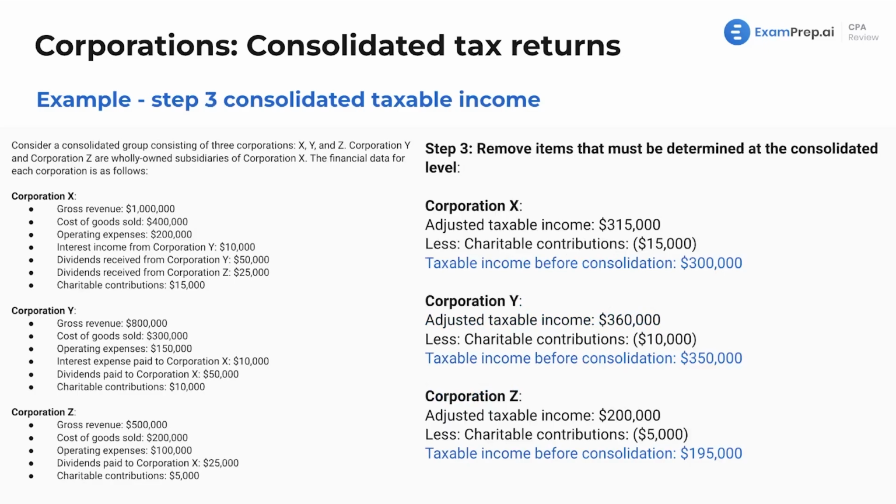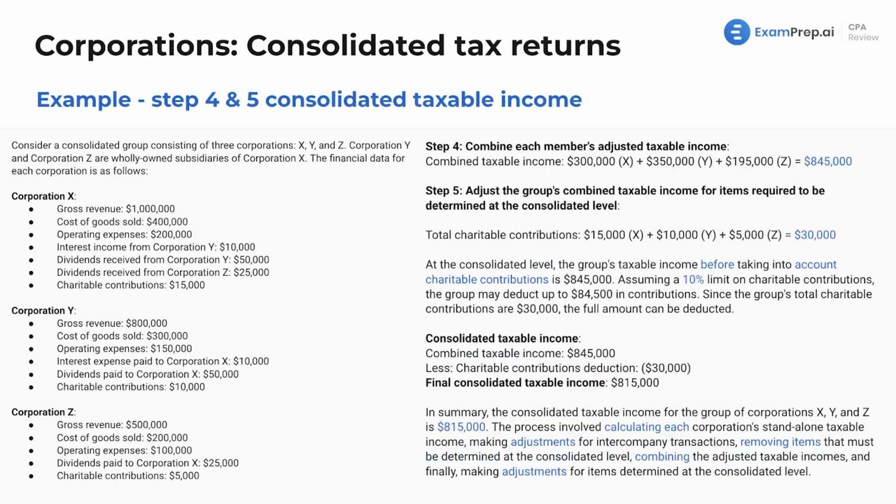Moving on to step 3, we see that we have our adjusted taxable income accounting for all of these intercompany transactions. And now we're simply removing the charitable contributions, getting our new taxable income before consolidation. A nice step-by-step process, not too much to consider in any individual step, but this will take practice for sure, but you can do it.